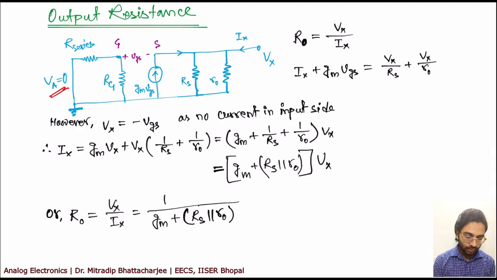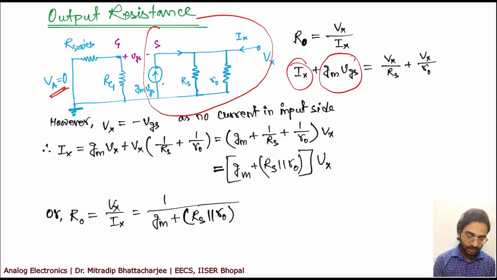So if you see this output side, your current Ix plus Gm VGS is equal to Vx, because in this part of the circuit your potential is Vx throughout, so it will be Vx divided by Rs, because this part is grounded, plus Vx by R0.